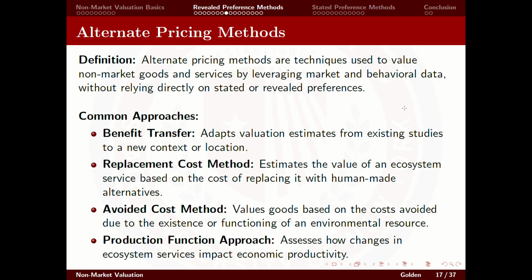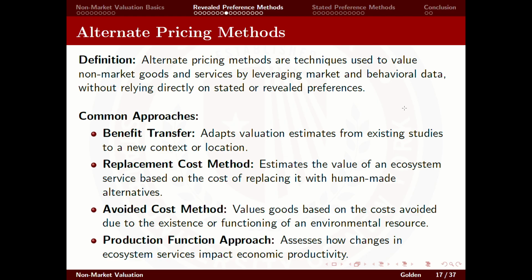Another method of revealed preference is alternative pricing methods, which are techniques to value non-market goods and services by leveraging market and behavioral data without directly relying on either stated or revealed preferences. So here you're not working out what people are willing to pay for the good through the hedonic regression or through travel costs.